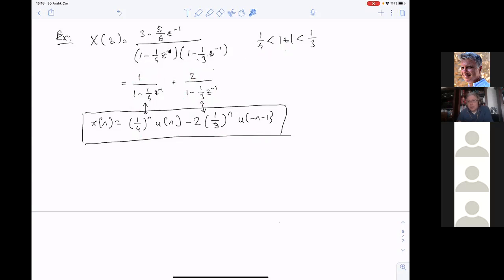There is a fourth alternative, which can be like, but it's ridiculous, of course. The region of convergence is an empty set. Then it means it is greater than 1 over 3 and less than 1 over 4.